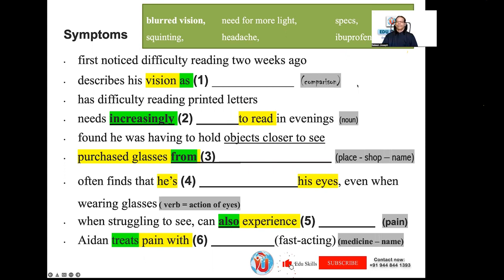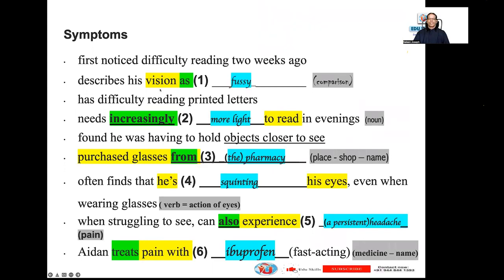Treats with ibuprofen. So vision as fuzzy. Did you hear that? Described his vision as, I was seeing everything as fuzzy. Fuzzy means it was not clear. Then second one is increasingly more light to read. Purchase glasses from pharmacy or the pharmacy. The bracket is given. If you write pharmacy, it is right. Even if you write the pharmacy, both are right. Okay, that's why the bracket is given.